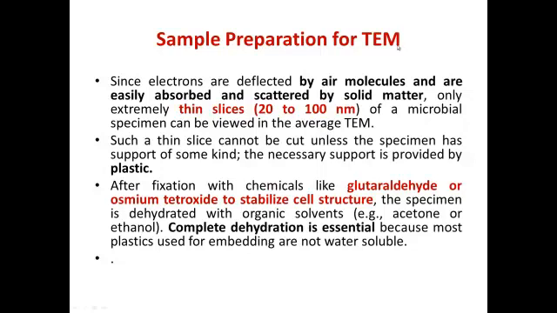So in the previous lesson we said that we can obtain 2D images of specimens by using the transmission electron microscope, and because electron beams are used, we need extremely thin slices that should be around 20 to 100 nanometers thick only, as compared to the normal slices that can be seen by the light microscope. And why are these required?